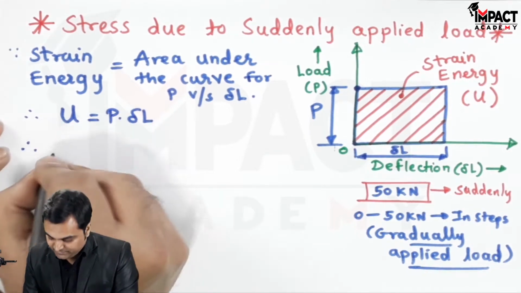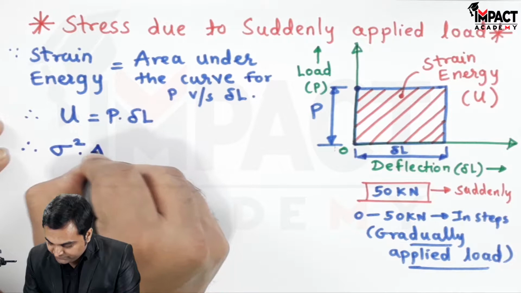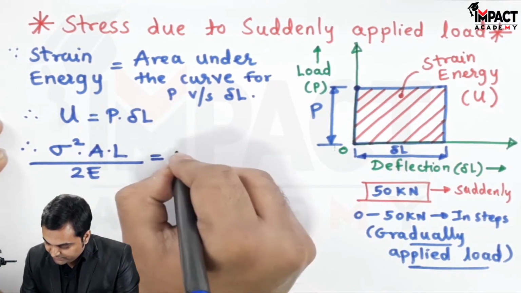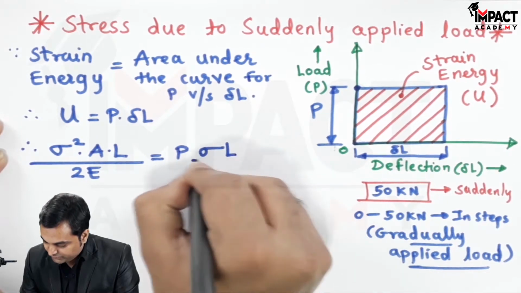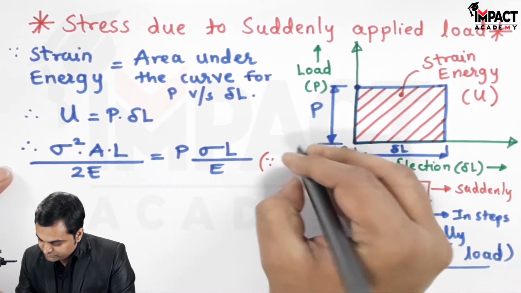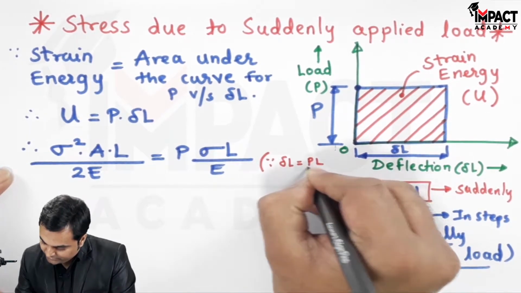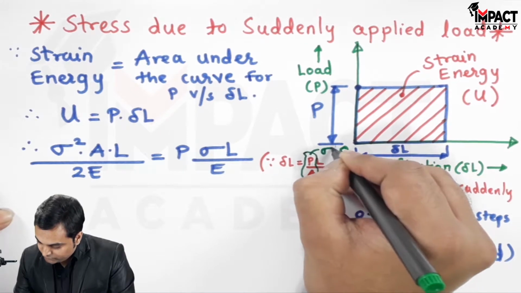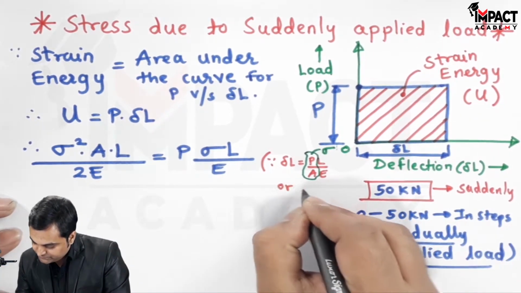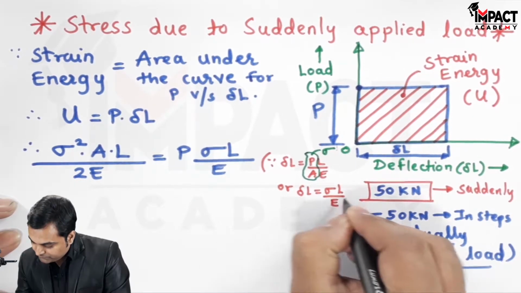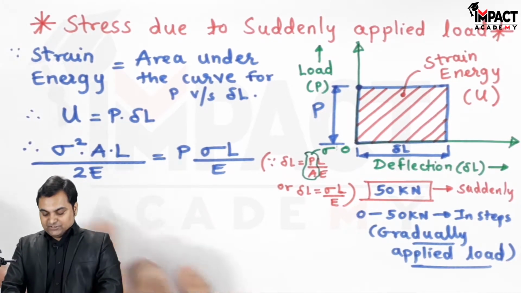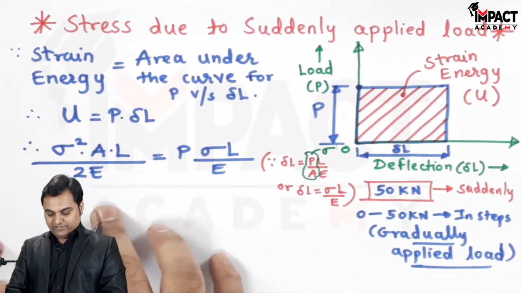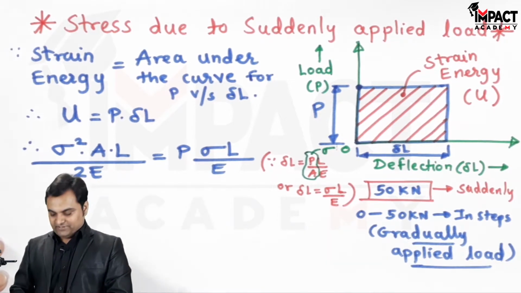Then strain energy is given by the formula sigma square into volume, and volume is area into length, upon 2E, is equal to, load will remain as it is, and deflection is given by the formula stress into L upon Young's modulus, because deflection is PL upon AE, and this term P upon A is called stress. So the formula for deflection is stress into L upon Young's modulus, and strain energy is given by sigma square into volume, which is area into length upon 2E. For how this formula has been derived, you can refer to my previous video in which I explained the concept regarding strain energy.